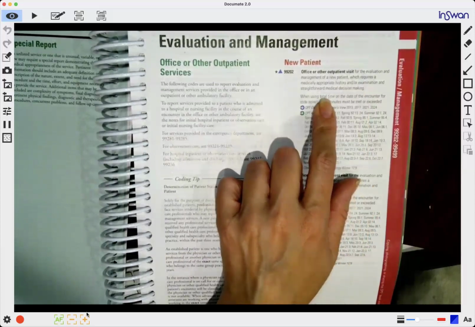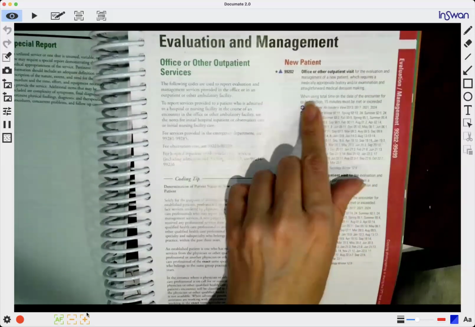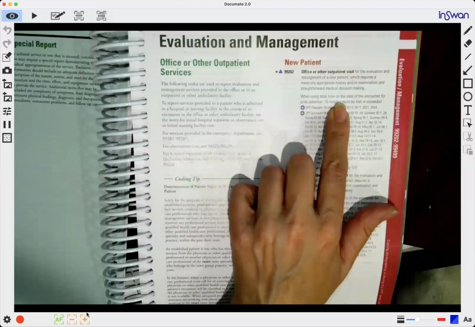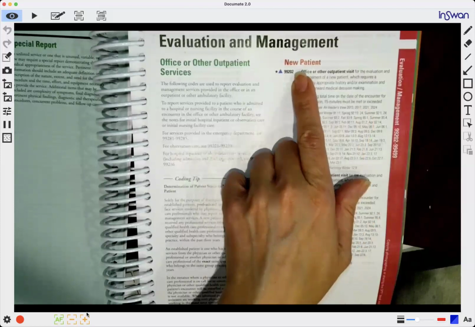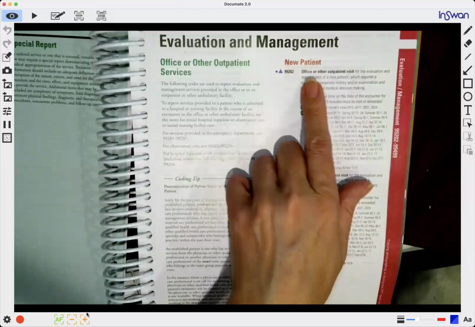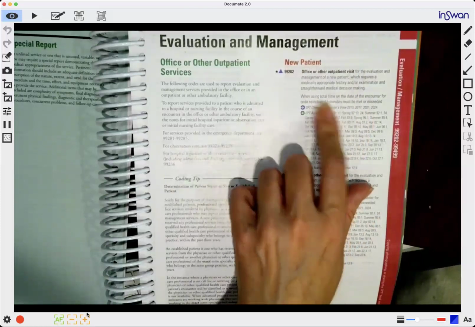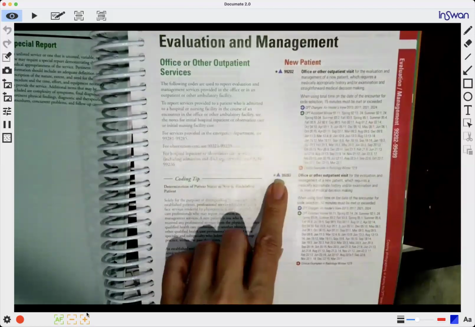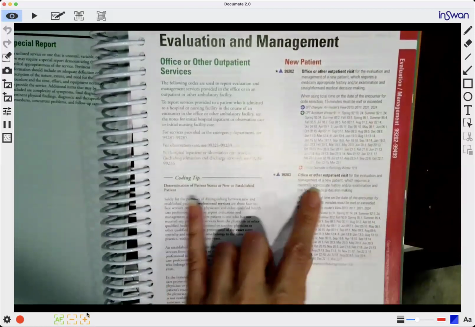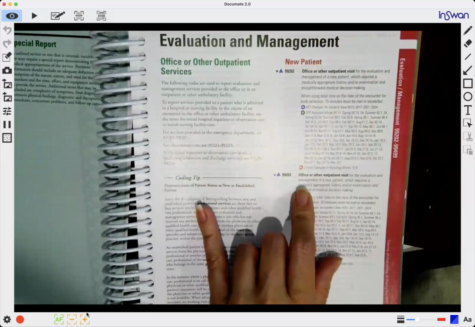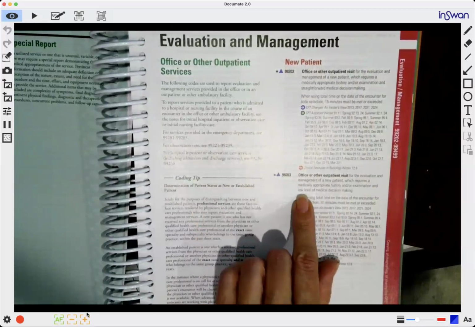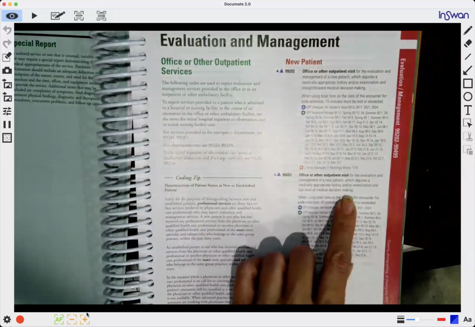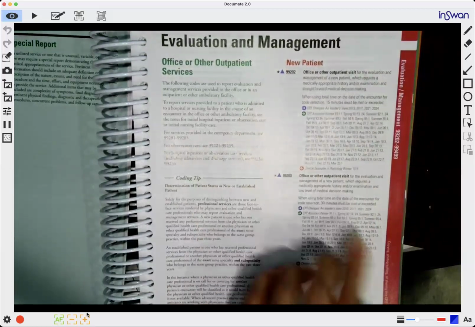When using total time on the date of the encounter for the code selection, 15 minutes must be met or exceeded. So 99202, new patient, here's your description for medical decision-making or time. And then next we have the 99203, office or outpatient visit. And this is going to be with a low level of medical decision-making or 30 minutes of time.